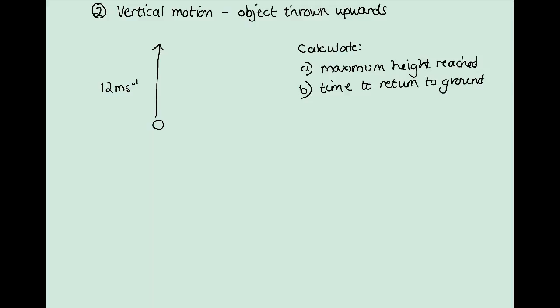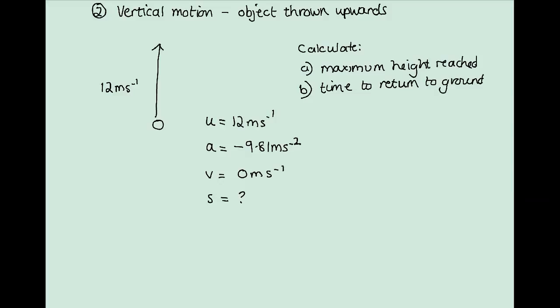Starting with the maximum height, let's think again about what information we've actually got here. We know that our initial speed is 12 meters per second. We know that the acceleration is -9.81 meters per second squared, and this time the negative is important because we have to show that it's in the opposite direction from that initial speed. We know that at the maximum height, the speed of the object, the vertical velocity, is 0. So that's the extra bit of information that we need to enable us to find that vertical displacement.